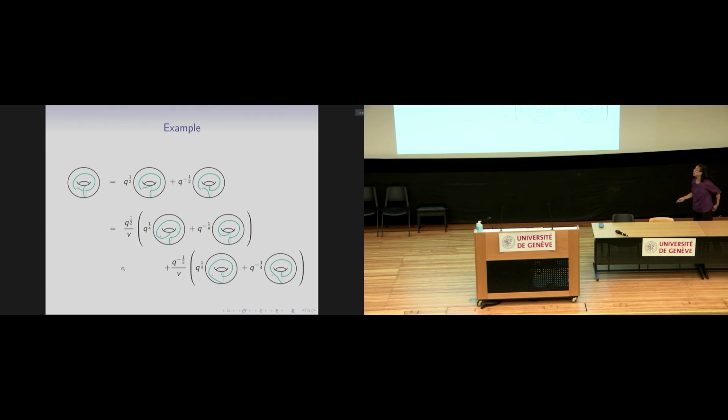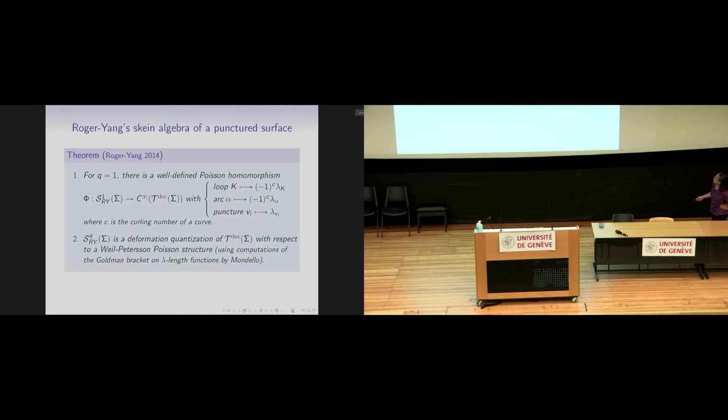So just to be clear, suppose I have this curve, then here I can resolve this one on the interior by the usual Skein relation. But then here in my picture, I also have a Skein relation, like crossing at the puncture, and I can also resolve those. But when I resolve those, I pick up a V down here at the bottom. Okay? All right. So Roger and Yang proved this theorem.